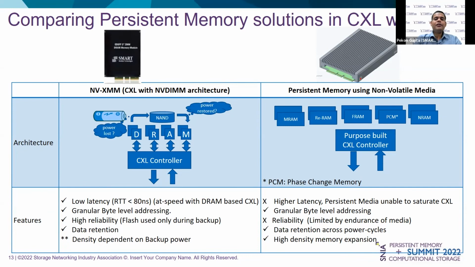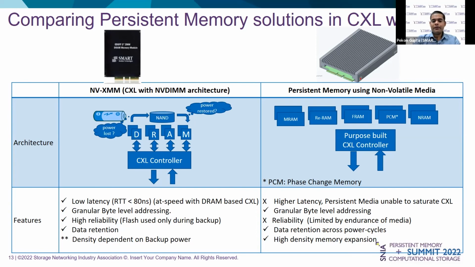So having seen both types of architecture, a standard NVDIMM-N architecture and an NV-XMM architecture, we can now do the comparison between different types of persistent memory in the CXL world. On the left, you have the NV-XMM architecture, which is the NVDIMM-N architecture ported to a CXL interface. On the right-hand side, you have a purpose-built CXL controller which supports persistent memories like MRAM, ReRAM, phase change memories, or NRAMs.